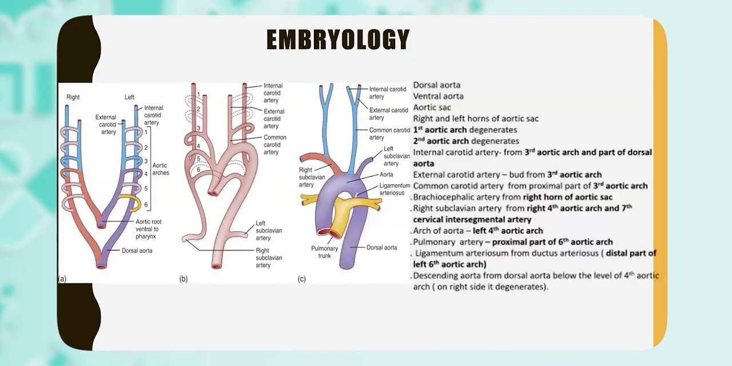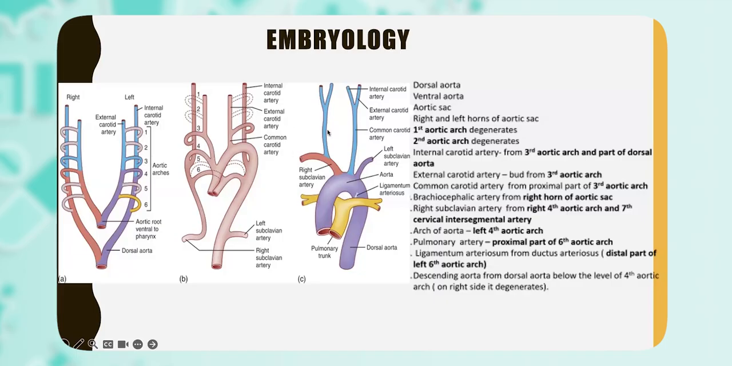These are aortic arch developments. You can see this is the primitive aortic root, ventral to the pharynx. This is the dorsal aorta, which separately develops as a blood vessel. These two are connected laterally by arches, 6 arches on either side, left and right.